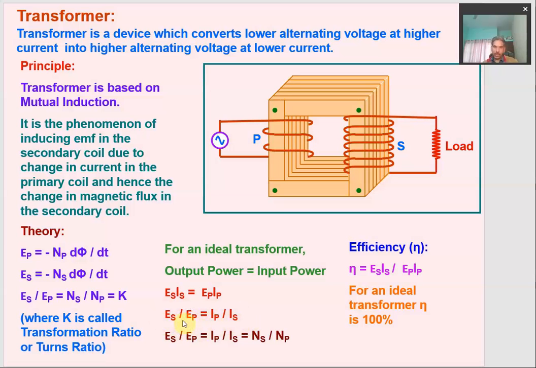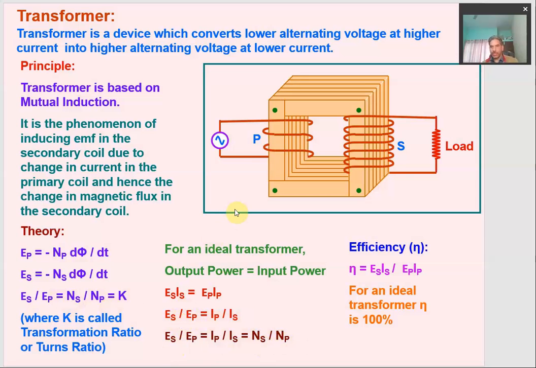And because this ratio ES upon EP is nothing but NS upon NP, we can write all these three together. So ES upon EP is equal to IP upon IS, and which in accordance with this equation, is equal to NS upon NP. So all these three ratios are equal.